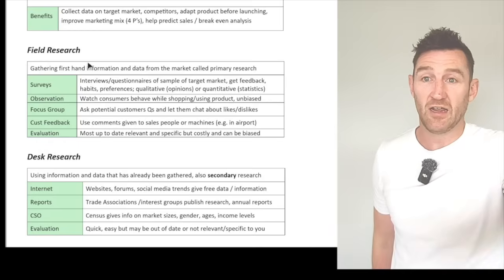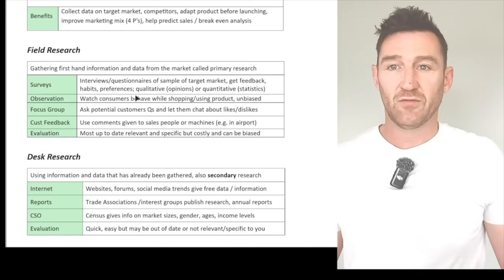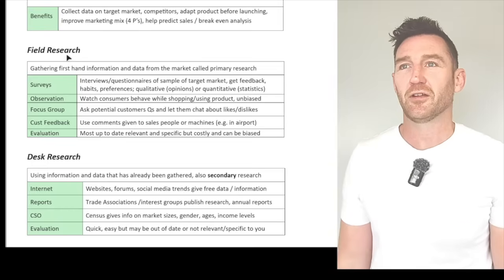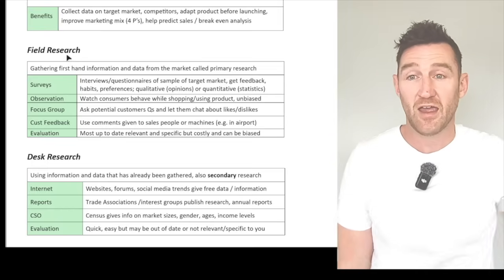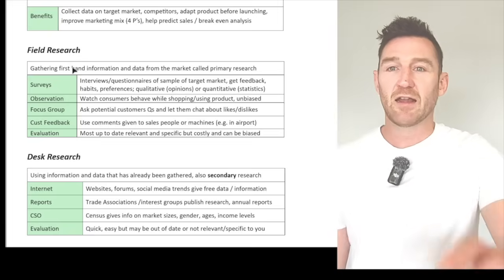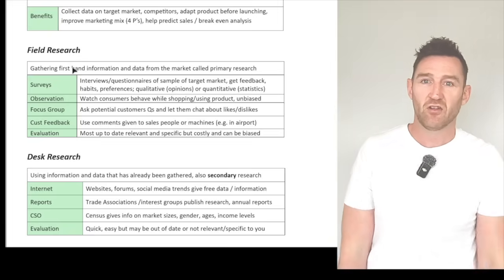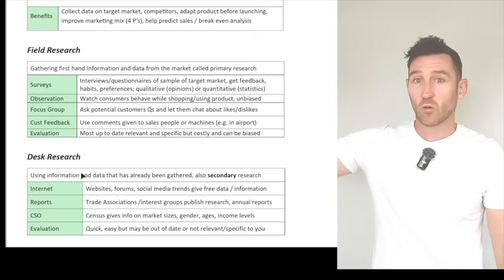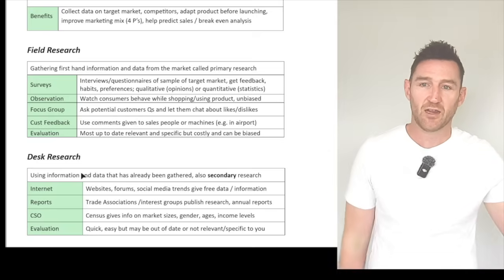First thing I'd be saying about either is whether it's primary or secondary. So give that as your first thing. And then field, I see so much nonsense. Oh, it's about going out into the field and getting information. Don't repeat what you've written in the heading or what you're talking about. It's gathering first-hand information. It's new information. It's primary research. Desk, it's using information that's already been gathered. It already exists. It's secondary research.